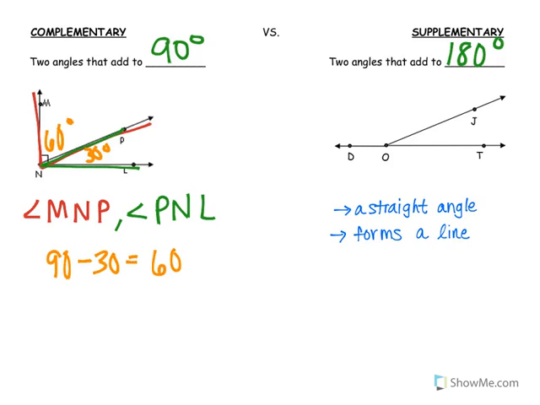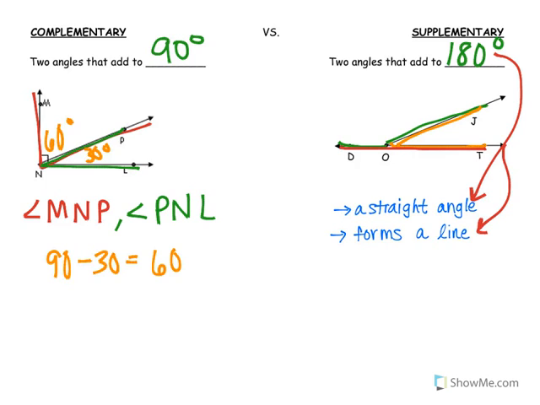All right, similarly with supplementary, I have two angles that are adding to 180. Well, another way to say that is the two angles are forming a straight angle, or the two angles form a line. So I have angle DOJ, that's that first angle in green, and JOT, the second angle in orange, they're adding up to this full straight angle, angle DOT.